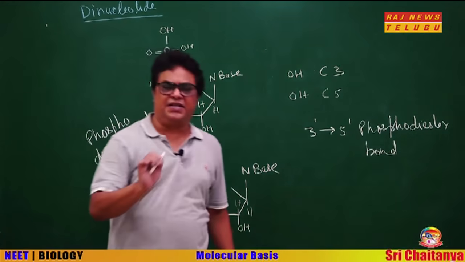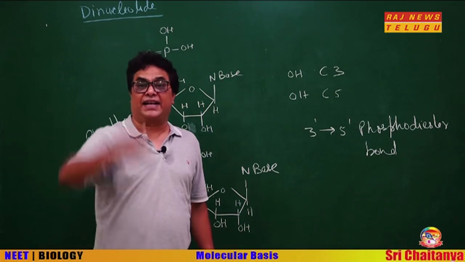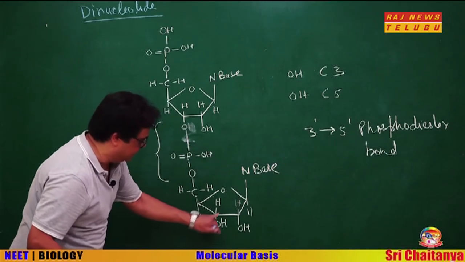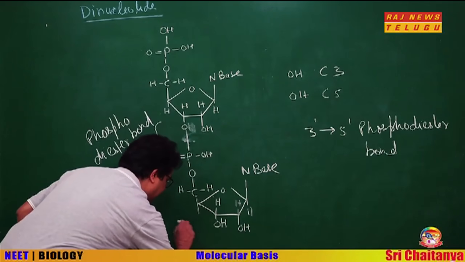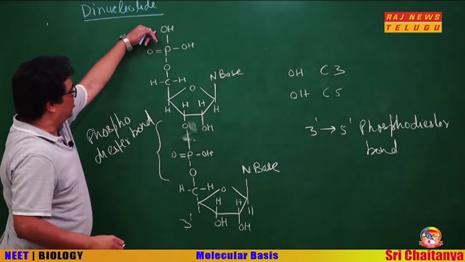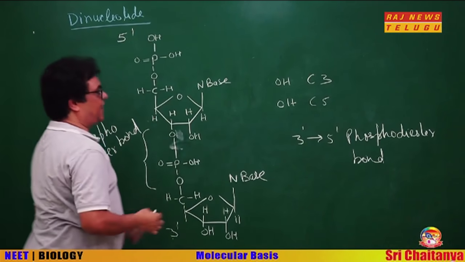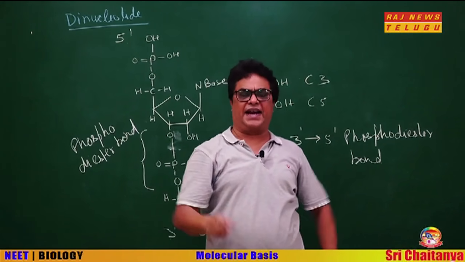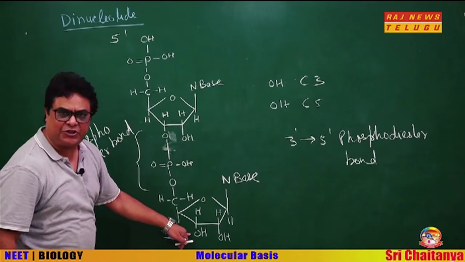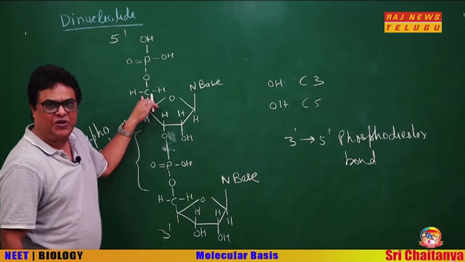And from here, children, 2-3 very important things you have to see. This gives polarity to a polynucleotide, because you see the free OH here is attached to 3 carbon, so this end is called the 3' end, and this free OH is attached to 5th carbon, so this end is called the 5' end. So a polynucleotide has two poles, a 3' end where a free OH is attached to C3 and a 5' end where a free OH is attached to C5.